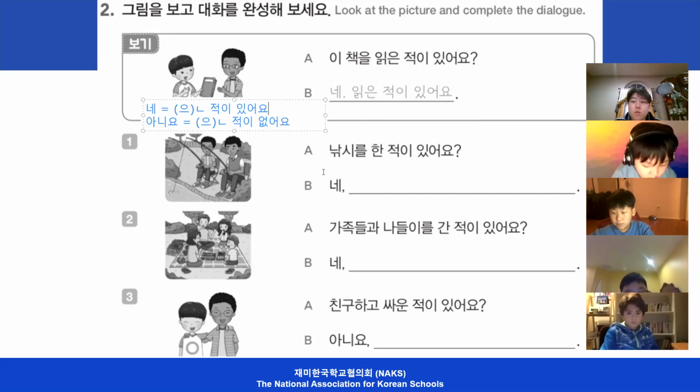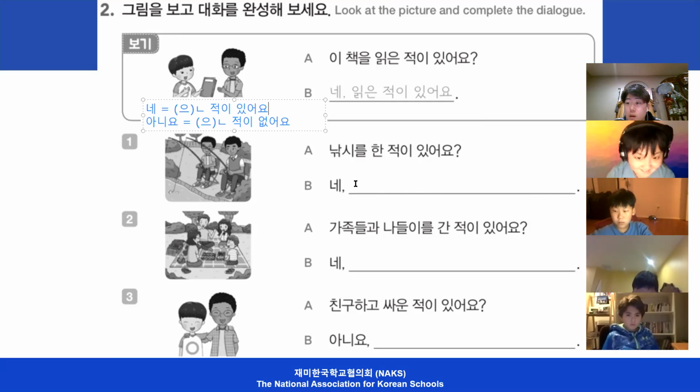So for 1, I'll read the A side. 낚시를 한 적이 있어요? Have you ever gone fishing before? Ryan, how about you do the B side for number 1? Tell me what you wrote for this answer. 한 적이 있어요.